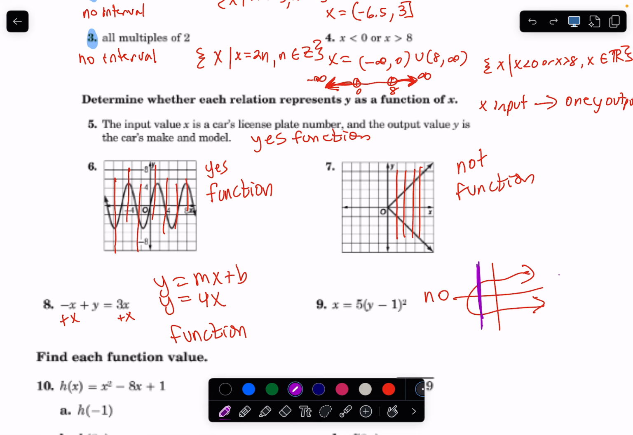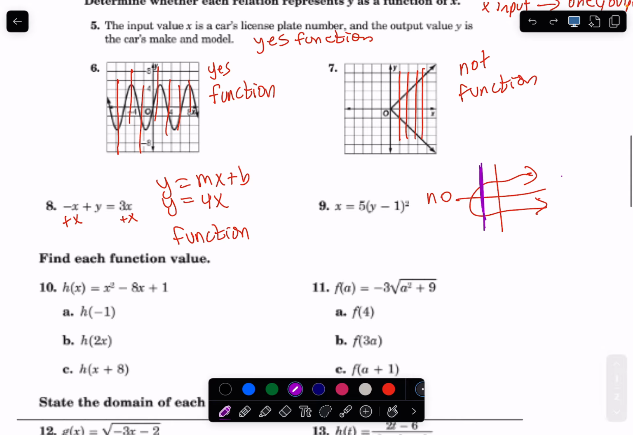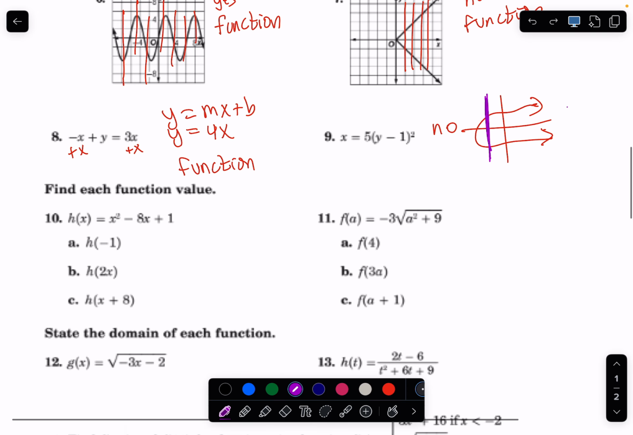Okay. Now, let's talk about inputs into functions, 10 and 11. Now, there are quite a few inputs into functions for the test, okay? So that's an important skill. So let's just practice doing that.